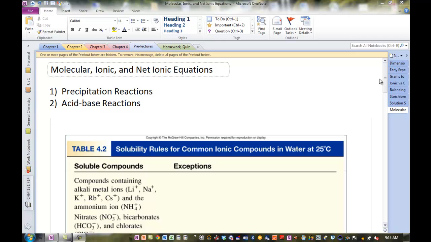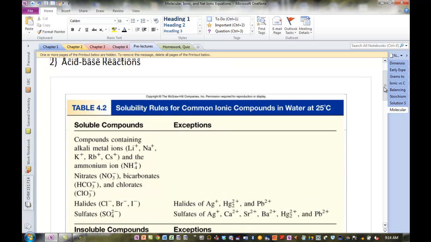There's a lot of steps to follow. And students tend to struggle with these because not only do you have a lot of little pieces to put together, but you need to put them together in the right order. Okay, so let's just start with precipitation reactions.